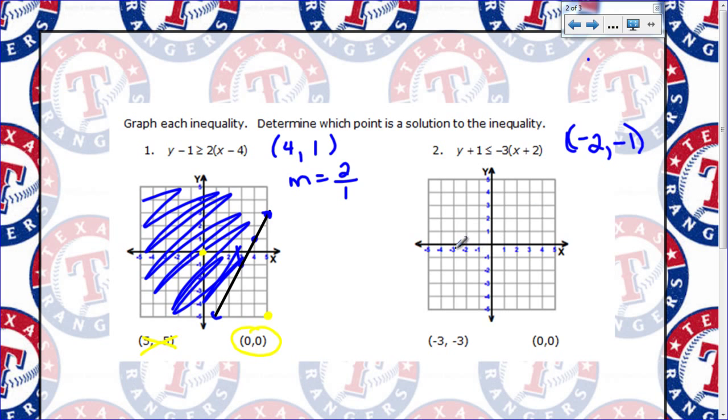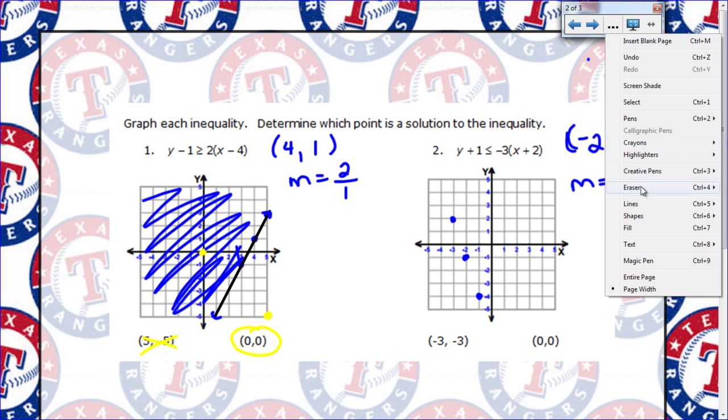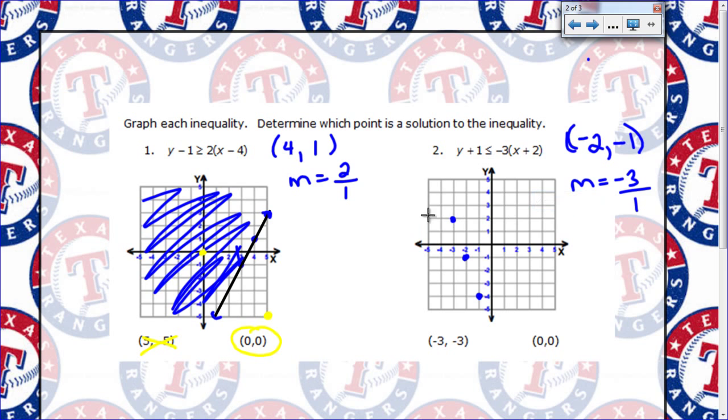So let's plot our point, negative 2, negative 1, and then our slope is negative 3, which is the same as negative 3 over 1. So I have to go down 3 and over 1. And if I wanted to go backwards, I'd go up 3 and right 1. And that is less than or equal to, which again means I get to have a solid line when I connect my points.